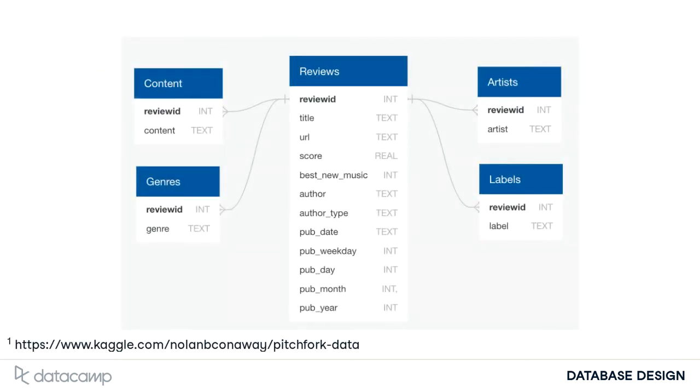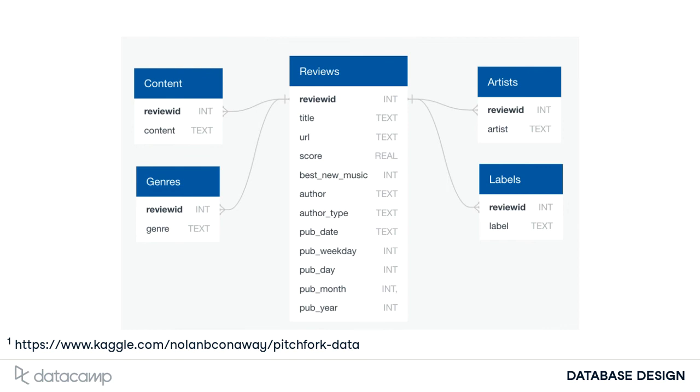In this chapter's exercises, we'll be using a database of Pitchfork reviews from Kaggle. Pitchfork is a music magazine that publishes reviews. The database schema looks like this. The main table of reviews holds the URL of the review, the title of the work being reviewed, and the score it received. It has more information on the author of the review and date of publication.